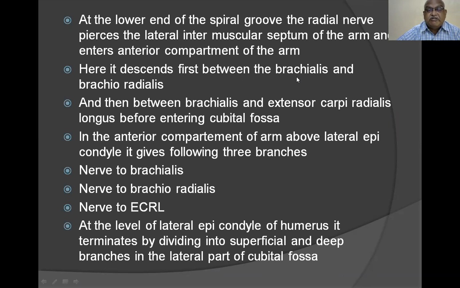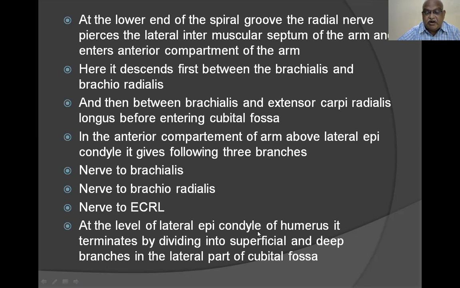Here it descends first between the brachialis and the brachioradialis, and then between brachialis and extensor carpi radialis longus, before entering the cubital fossa. In the anterior compartment of the arm, above the lateral epicondyle, it gives the following three branches: nerve to brachialis, nerve to brachioradialis, and nerve to extensor carpi radialis longus.